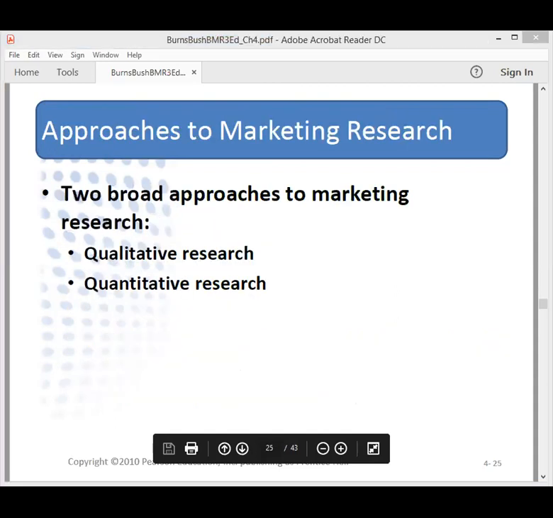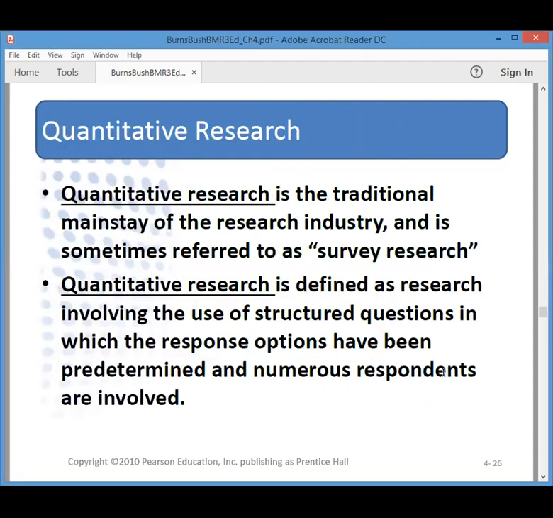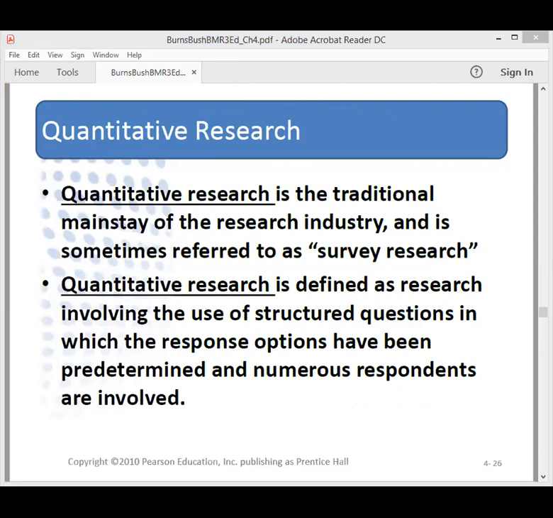So let's consider two broad approaches to marketing research. The first is qualitative, and the second is quantitative. So quantitative research uses structured questions in which response options have been predetermined and numerous respondents are involved. You can use a lot of statistical methods on quantitative research.